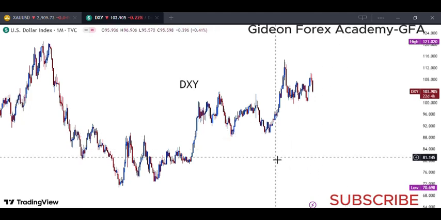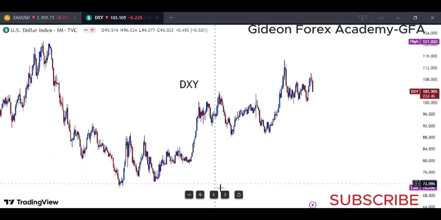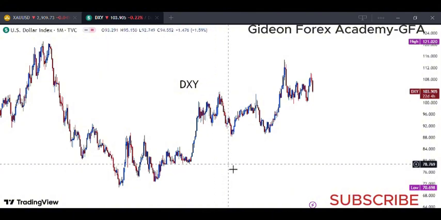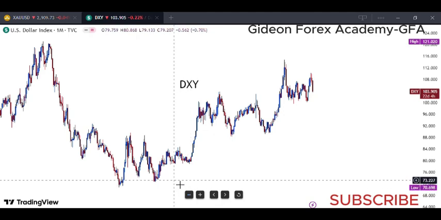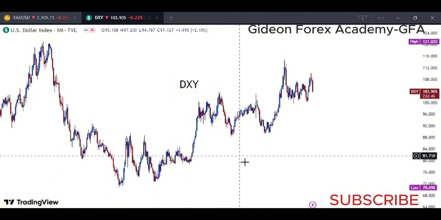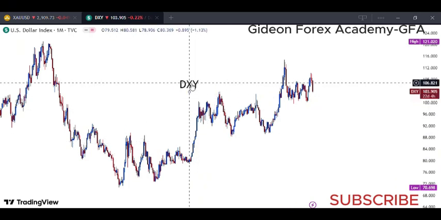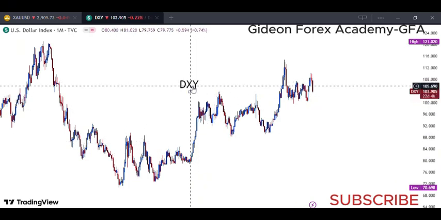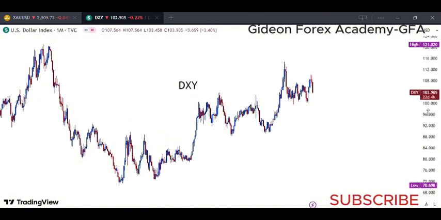Right now the dollar is not really doing good. It's weakening across the board. That is basically because of what is going on in the US, with President Trump threatening tariffs on allies, and people really losing confidence in the dollar and investing in other assets. So the dollar is really weakening. That's why you see this drop here in the US dollar index, which is the DXY.